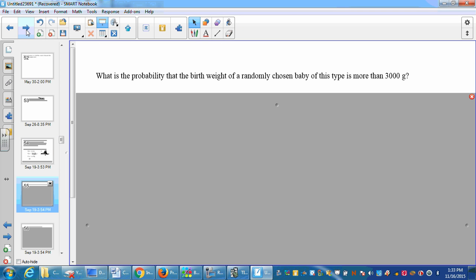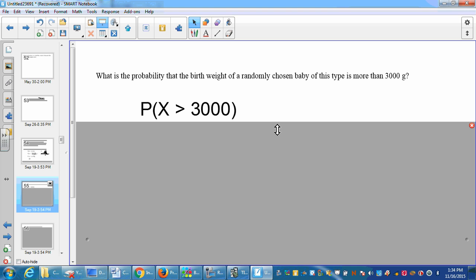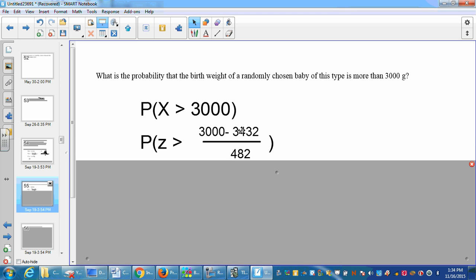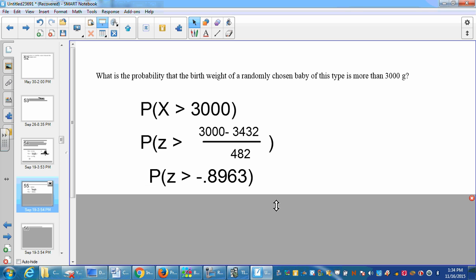So let's try something else. What's the probability that a randomly chosen baby of this type is more than 3,000 grams? We start the same way. We find the probability that our x value is above 3,000, and then we find the z-score of that. We subtract the mean and divide by the standard deviation. Once we have that, we get a z-score of negative 0.8963.